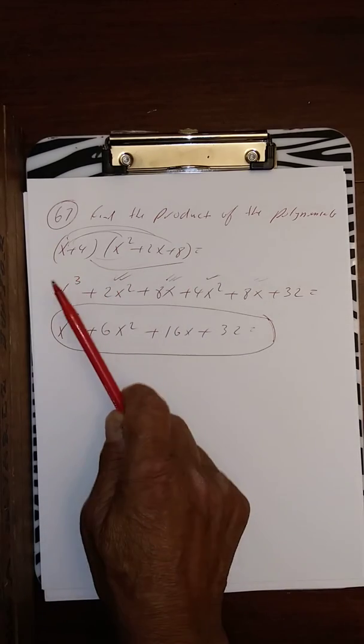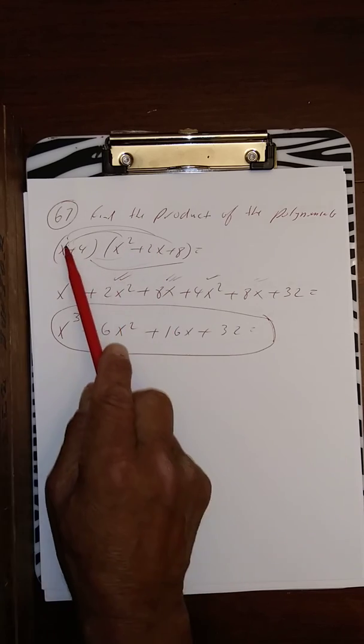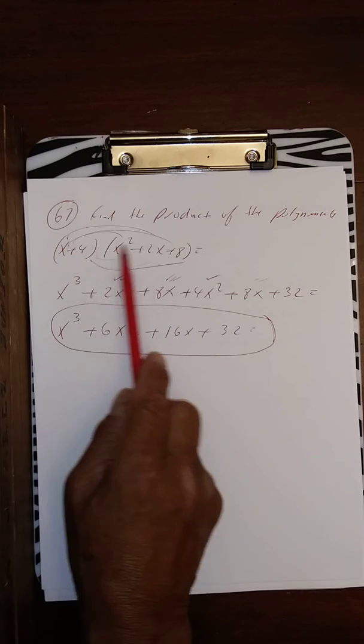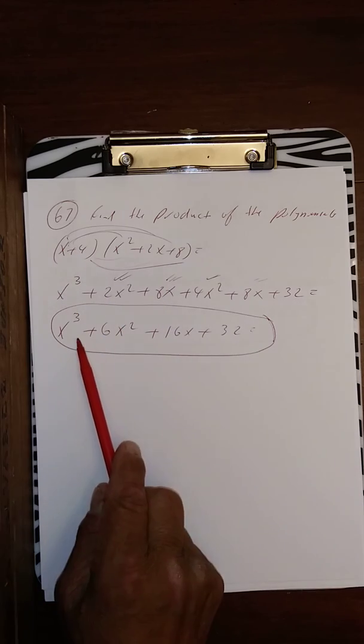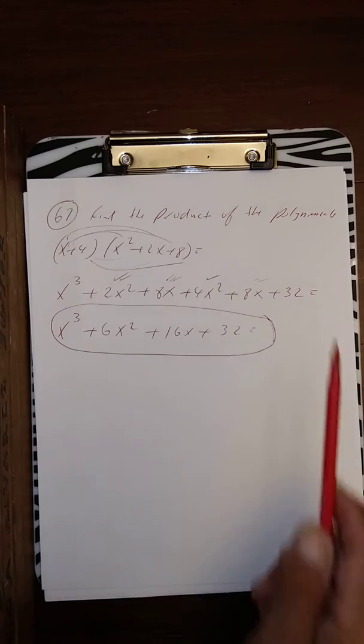Find the product of the polynomial. x times that is x cubed, x times that is 2x squared, x times that is 8x, 4 times that, and 4 times that, and 4 times the last. Put them together: cube, squares, x and x, and 32.